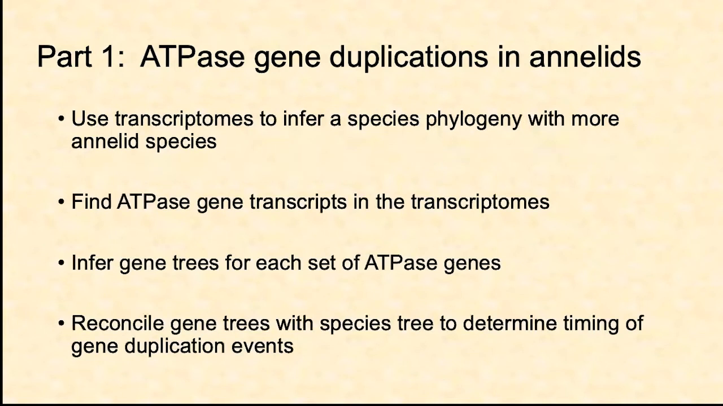So my plan became: use the transcriptomes to infer a species phylogeny with more than just 2 annelid species. Find the ATPase gene transcripts in the transcriptome, infer gene trees for each set of ATPase genes that I'm interested in, and then reconcile those gene trees with the species tree to determine the timing of those gene duplication events. Okay.